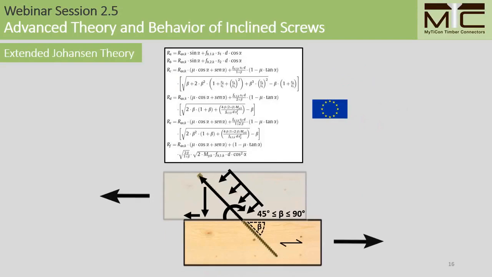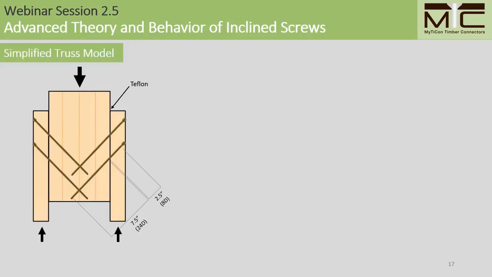And the final model we'll look at is the extended Johansson theory. Because this model was derived specifically for inclined fully threaded self-tapping screw connections, and because it's the most comprehensive model we have, we can compare it to the truss model to see just how much the axial effects contribute to the total connection strength. So we'll start with the simplified truss model and then go right into a design example.